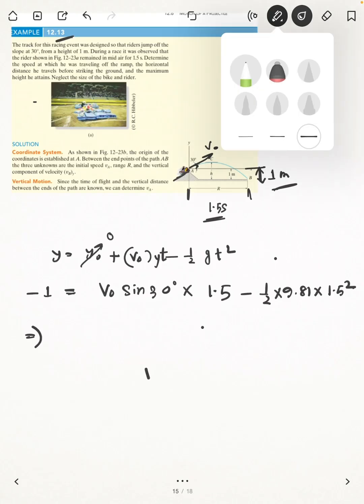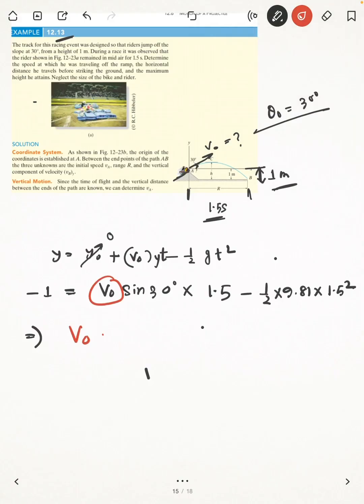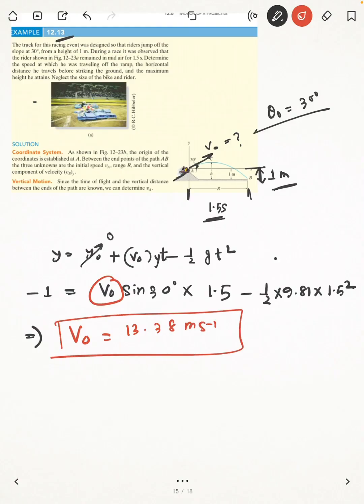If you solve, there's only one unknown. If you solve for v naught, you're going to end up with v naught as 13.38 meters per second. That is the initial velocity at which he is going to take off from here. So one problem is done.